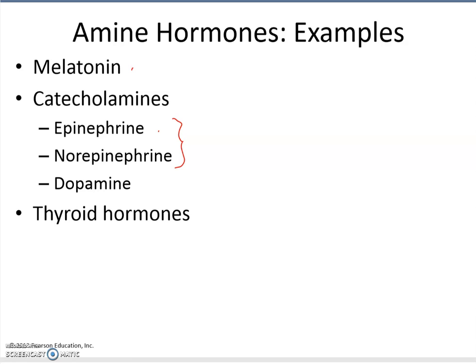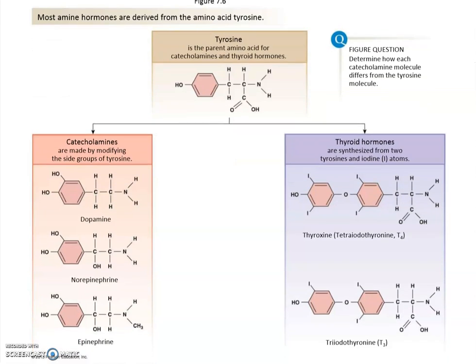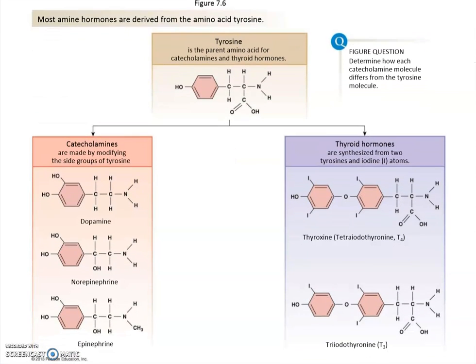And then the thyroid hormones, T3 and T4, they also derive from tyrosine, but in this case it's two tyrosines together. So here is the amino acid tyrosine, unmodified, and you can tell that the catecholamines, the dopamine, the norepinephrine, epinephrine, they all look almost identical to the tyrosine. So small modifications lead to these amino-derived hormones derived from the amino acid tyrosine. So dopamine, norepinephrine, and epinephrine are very, very closely related.